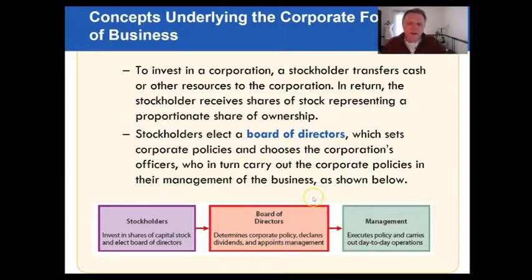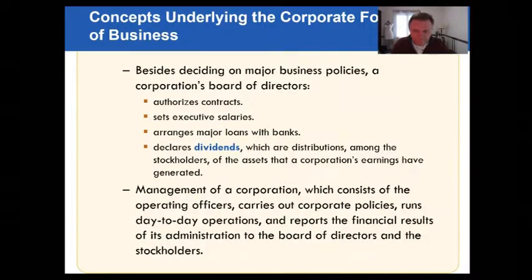So here are some underlying foundations about how corporations work. Stockholders elect the board of directors, and the board of directors hire management. Usually, not always, the board of directors hires one person, the CEO, and that CEO runs the company. Besides deciding major business policies, the board of directors might authorize new contracts, maybe above a certain amount. They set executive salaries. They do a lot of the authorization for loans, and they declare or don't declare dividends.